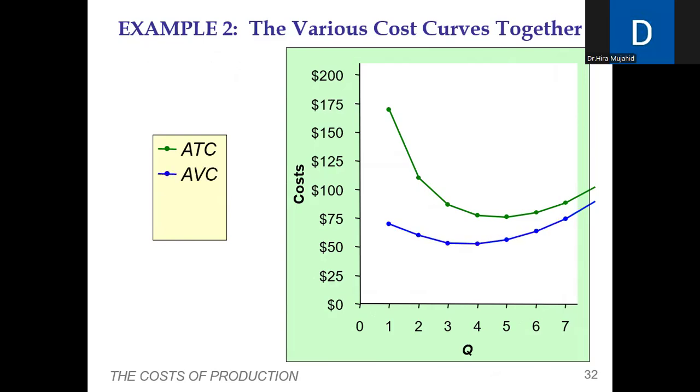ATC is downward sloping, and average variable cost is below the ATC. It is not equal to the ATC, right? It's below. It is not intersecting and not tangent at any point, right? So now we have ATC here. We can see that ATC has a downward slope. It will not go up at any point, right? It will decrease as you increase the output.